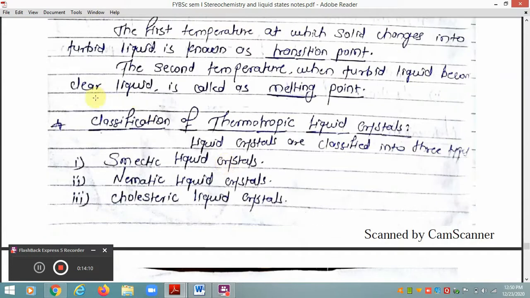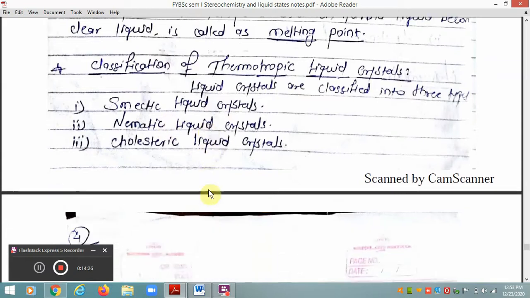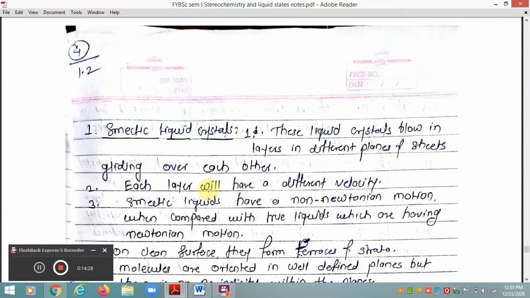This classification: the thermotropic liquid crystals can be classified as smectic liquid crystal, nematic liquid crystal, and cholesteric liquid crystal. We will talk about all these types of liquid crystal one by one in detail, beginning with the discussion of the smectic liquid crystal.